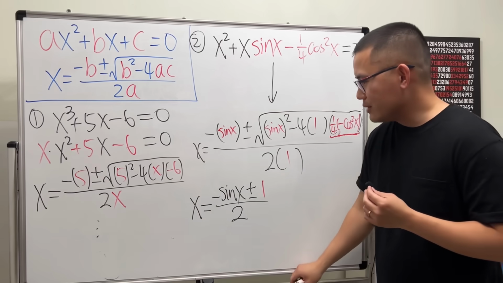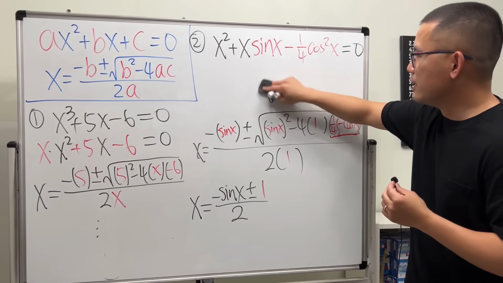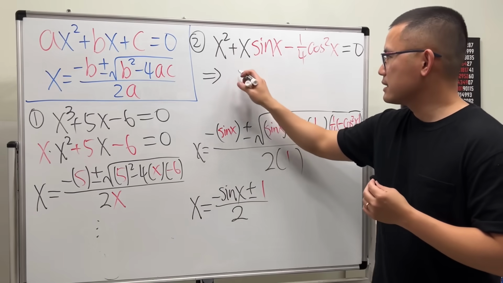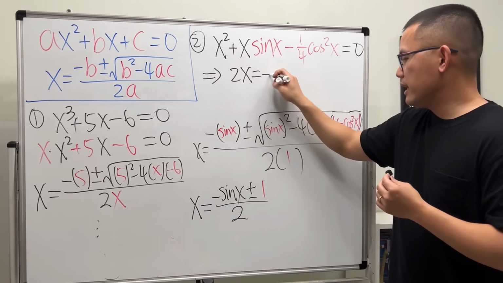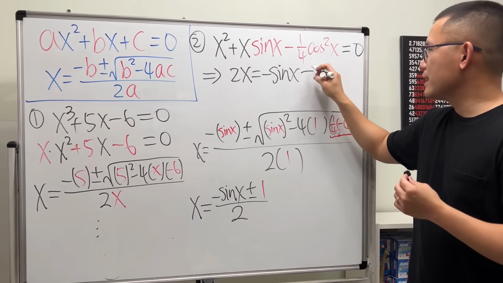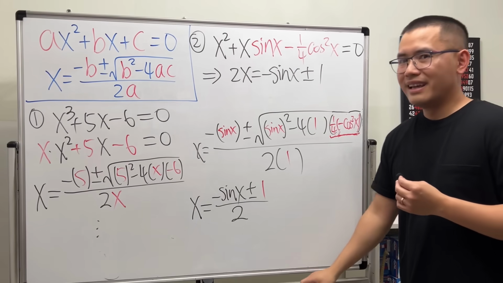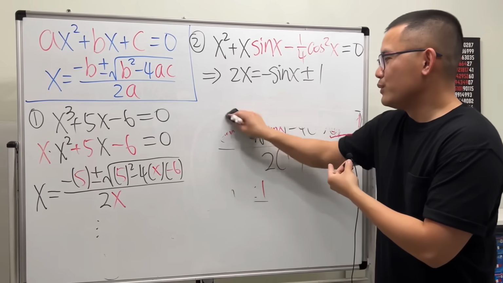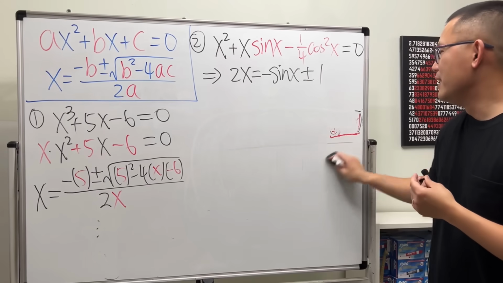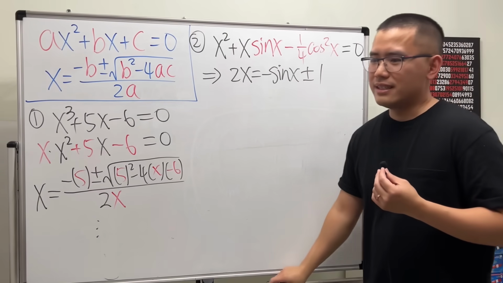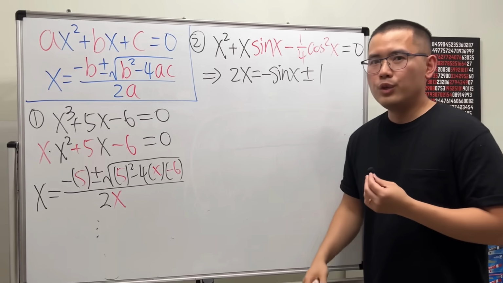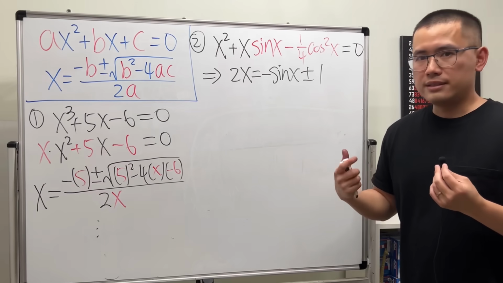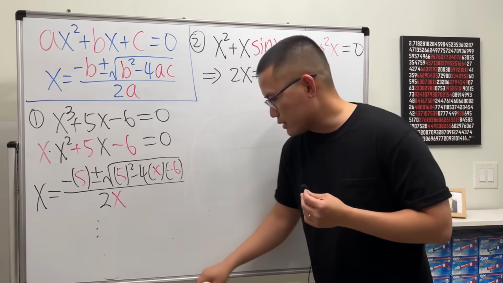And of course, we can then just multiply 2 on both sides. So in fact, this right here can give us just 2x equals negative sine x plus or minus 1. And then from here, you can solve it. And of course, if you look at this equation, unfortunately, you cannot solve it in a regular sense by doing algebra work. You will have to utilize some kind of numerical approaches, such as Newton's method. So I will go over that with you guys real quick.